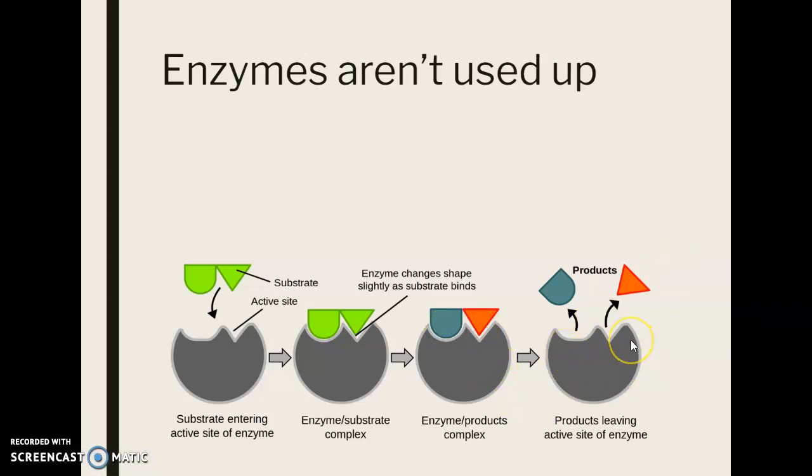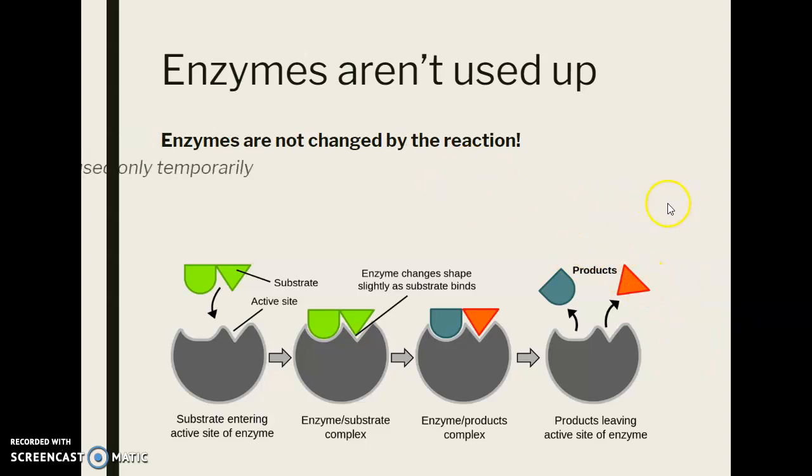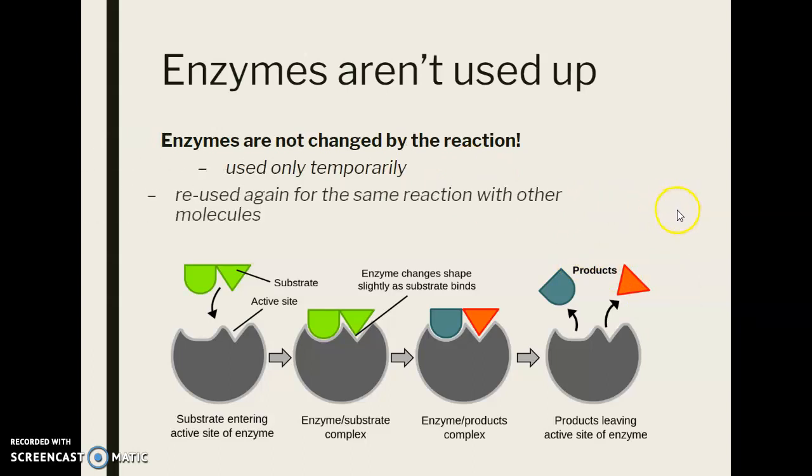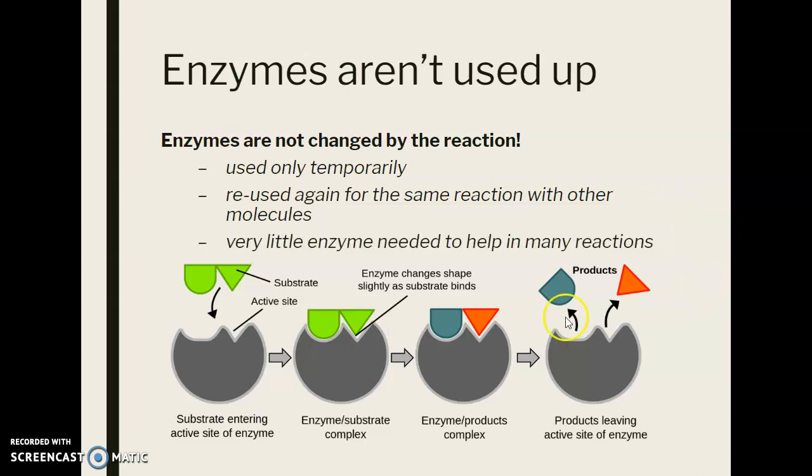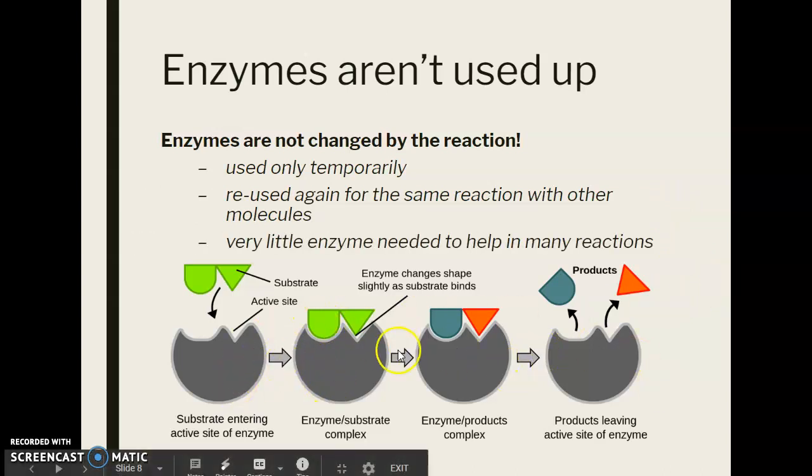And then when that happens, the enzyme shifts back to its original shape so that another substrate can come in and do the same thing. Enzymes aren't changed by the reaction. They're used temporarily, and they can be reused again and again. So we need very little enzyme to help in these reactions.